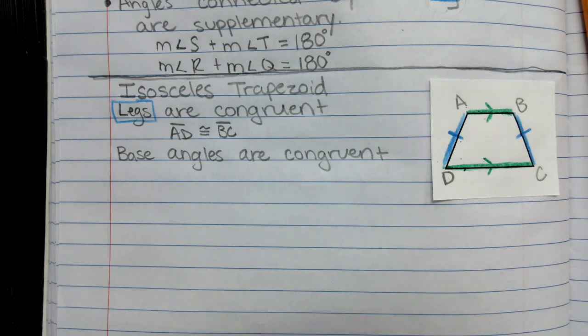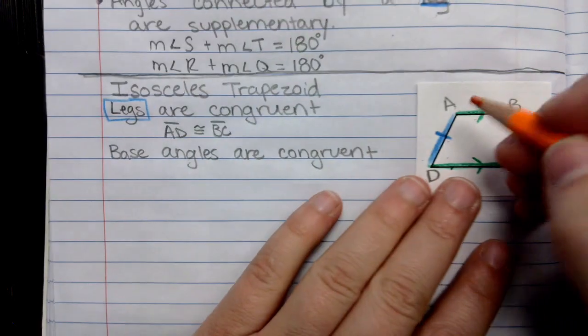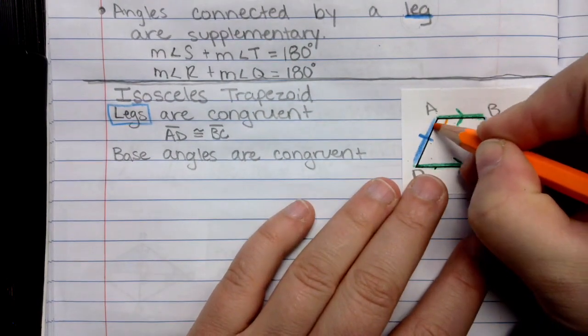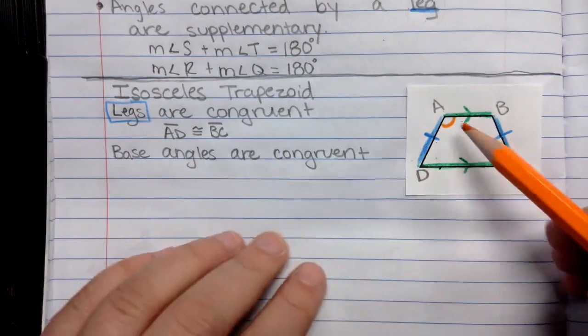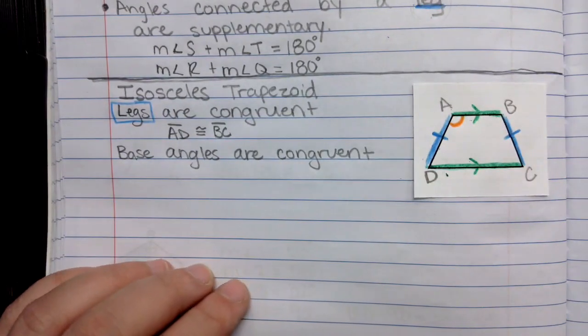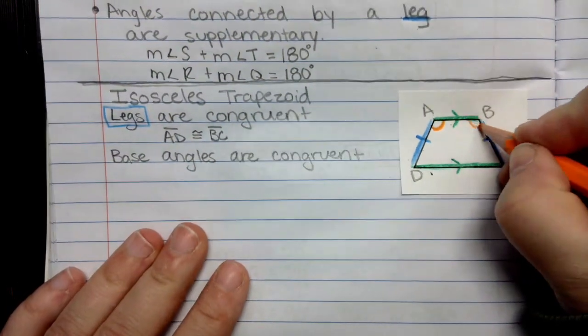Okay, but we have base angles, two angles that are connected by a different base. What are those angles connected by the other base? D and C. But these ones are congruent to each other. They're not congruent to the ones on top. So I'm going to use two swoops for that one.